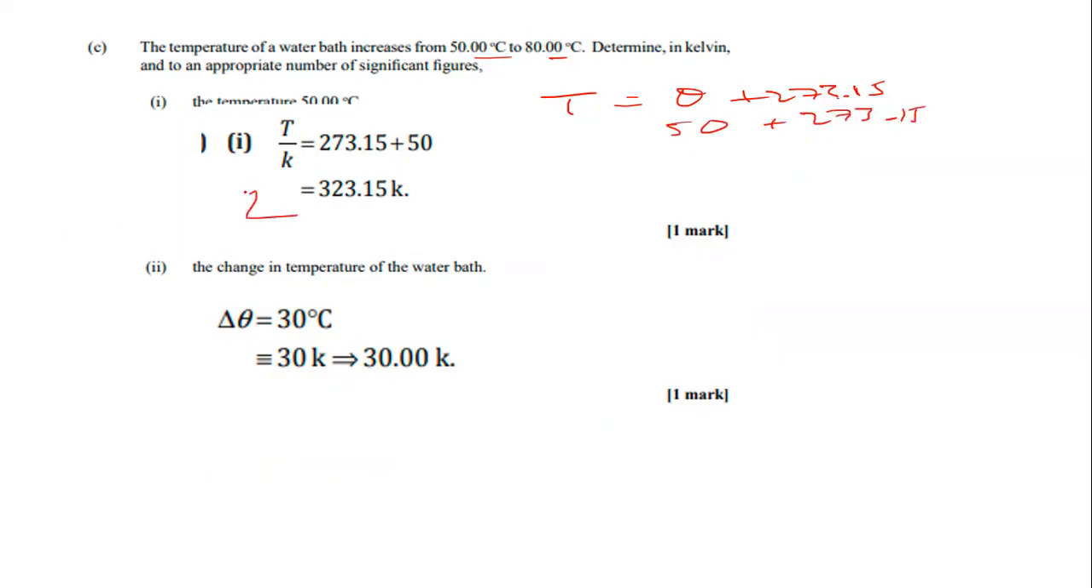And we get our value in terms of Kelvin. Now, what if they ask you to find the overall change in temperature of the water bath? So we're seeing that the water bath is increasing from 50 to, sorry, from 50 to 80. So that overall change is going to be 30 degrees Celsius.